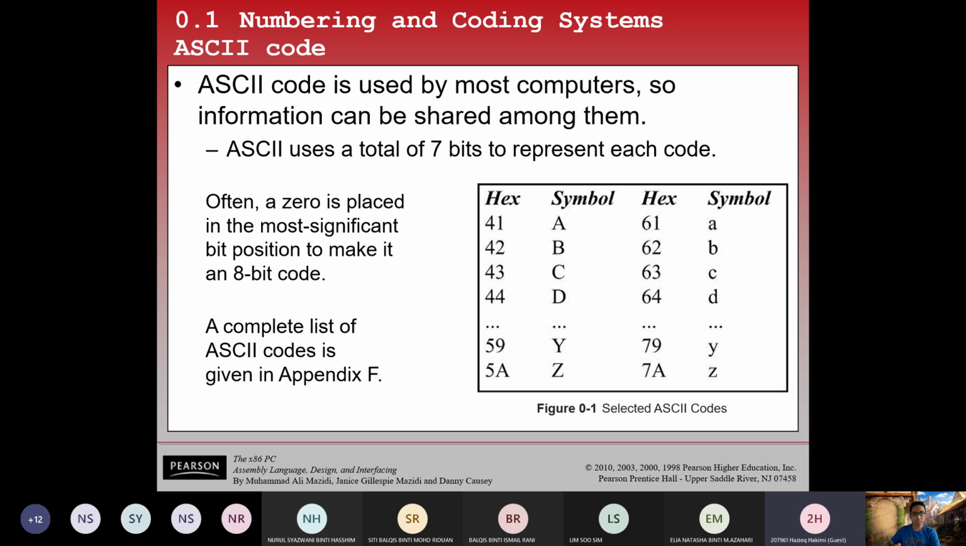Okay, so this is the equivalent of hex numbering to this symbol. Okay, so you look over here. ASCII uses a total of 7 bits to represent each code. Okay, why is it 7? Okay, because as you can see, what is the meaning of that? So this is the bit, right? This is the bit.